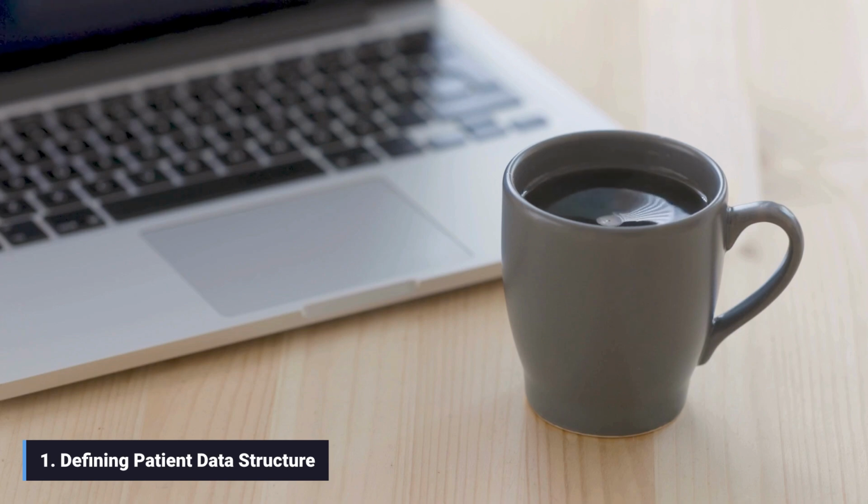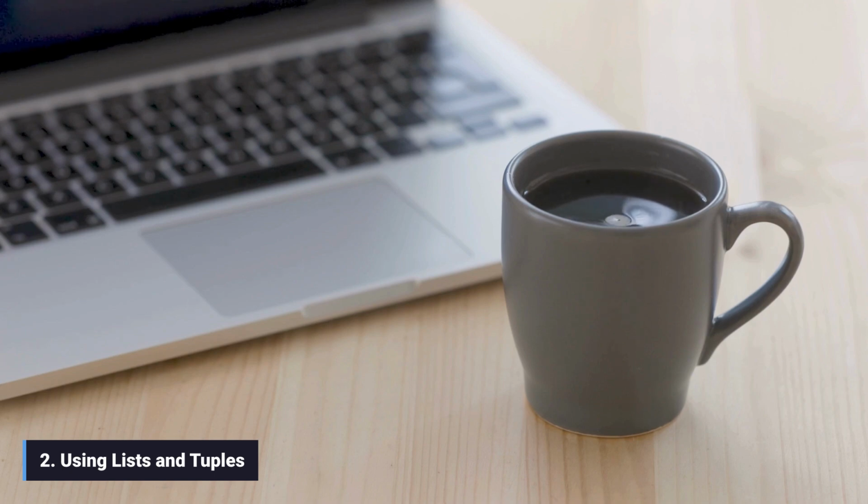Next, we add the patient's vitals and medication history, which requires sequence types. 2. Using lists and tuples. Vitals, like heart rate and blood pressure, are measured over time and change frequently. We'll use a list to store these records, reflecting mutability.